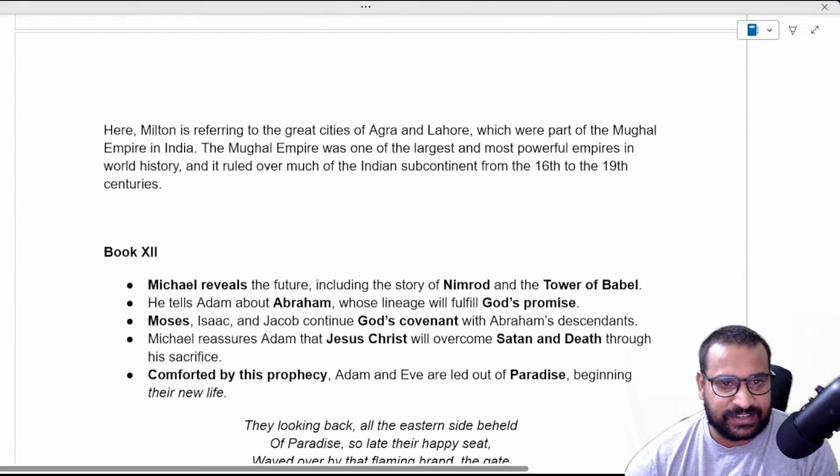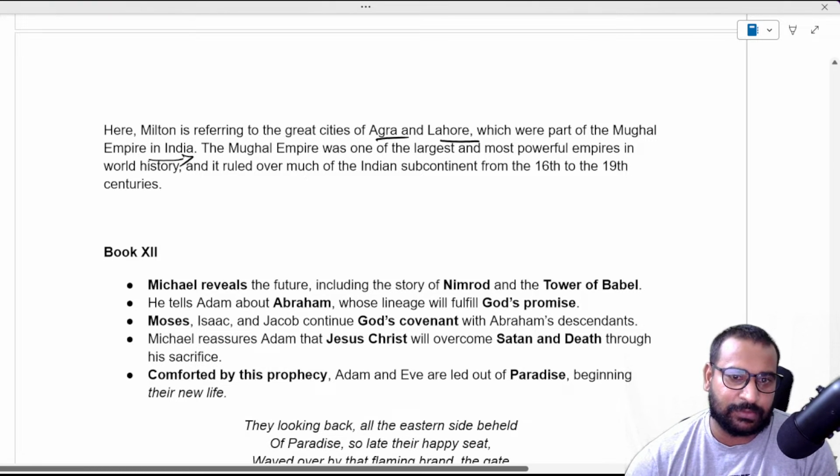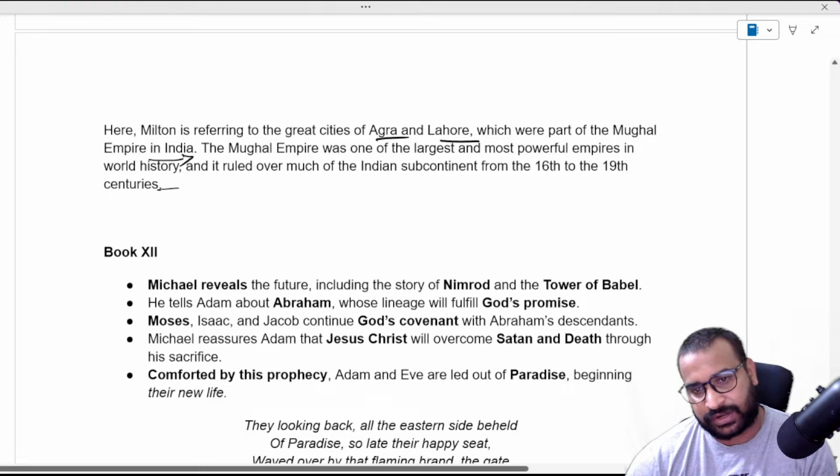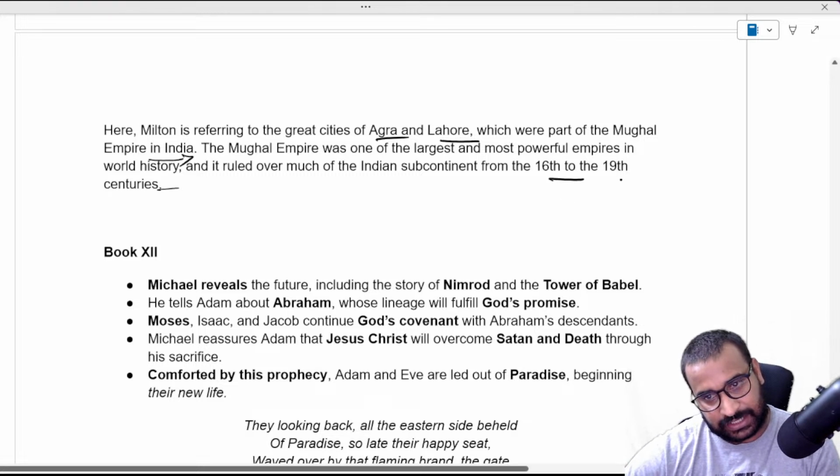Okay, so Milton is referring to Agra and Lahore, which were part of the Mughal Empire at that time. The Mughal Empire was one of the largest and most powerful empires in the world actually, and it ruled over much of the Indian subcontinent from the 16th to the 19th century.